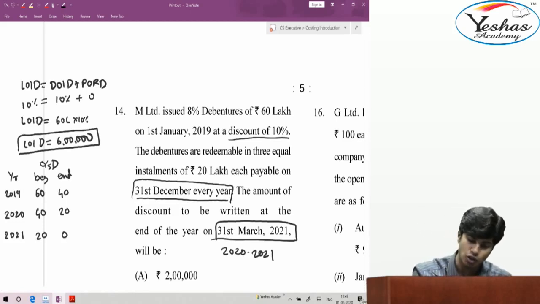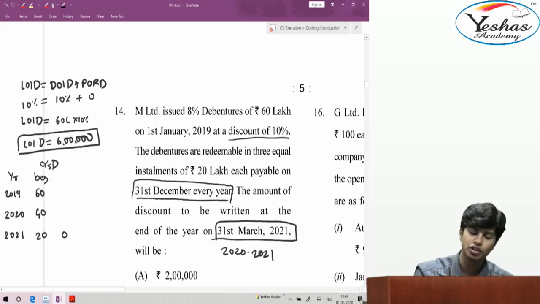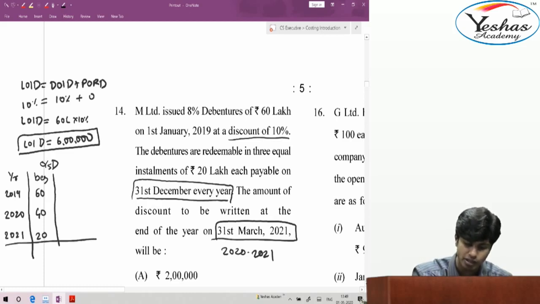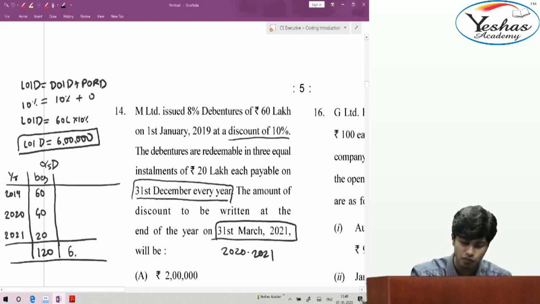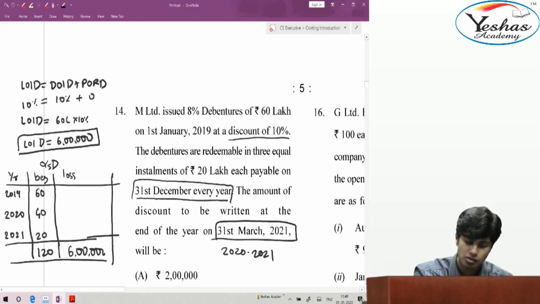So technically, I should not take the ratio of the end of the year. I should take outstanding debentures at the beginning all by itself. You get that? So if I take the total here, it comes to how much? 60, 40, 20. So 120. Now, the total amount of loss is 6 lakh. So how much is the loss for each year? Here I should do 6 lakh multiplied by 60 by 120.